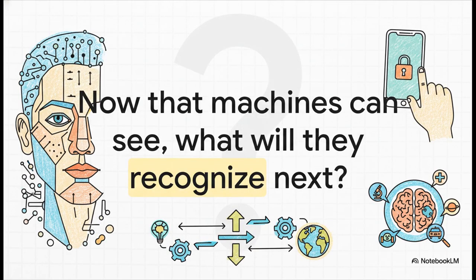This technology is already reshaping our world, from how we unlock our phones to how doctors can spot diseases in scans. So the final question I want to leave you with is this. Now that we've given machines the ability to see, what else are they going to learn to recognize, and how is that going to shape our future?